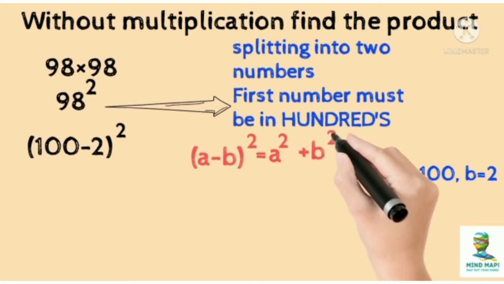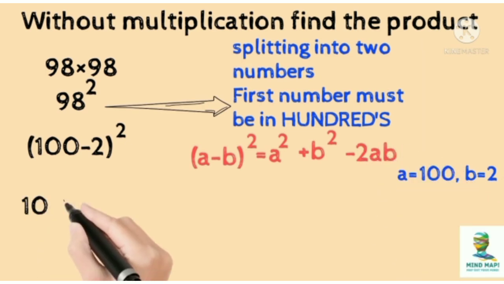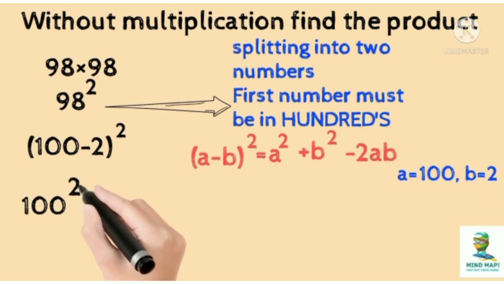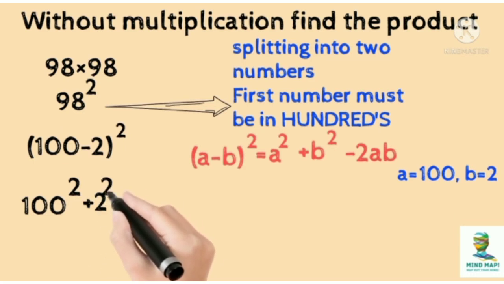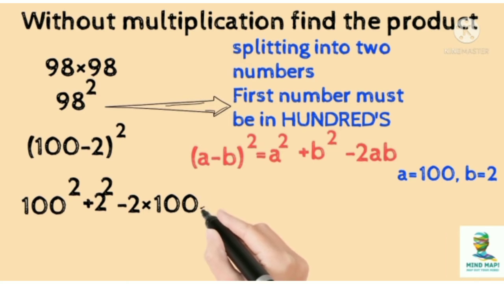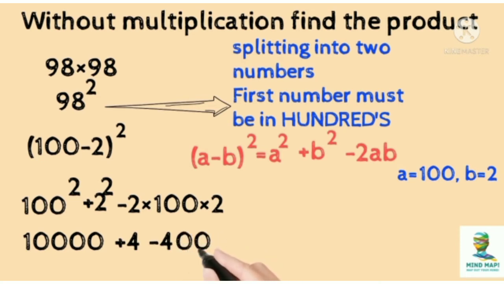Next is the second part, that is substituting the values of a and b in the formula. So I have a square plus b square minus 2ab. In the place of a square, I substitute 100 square, b square I substitute 2 square, minus 2ab, which is 2 into 100 into 2. So 100 square is 10,000 plus 4 minus 400 gives me 9,604, which is exactly the same answer we get with or without the multiplication operation.